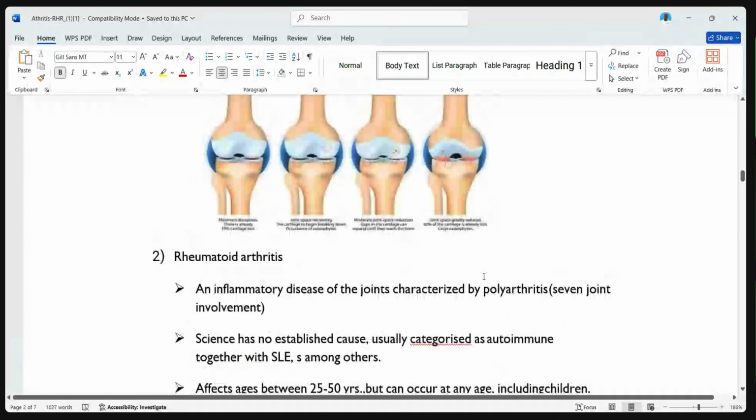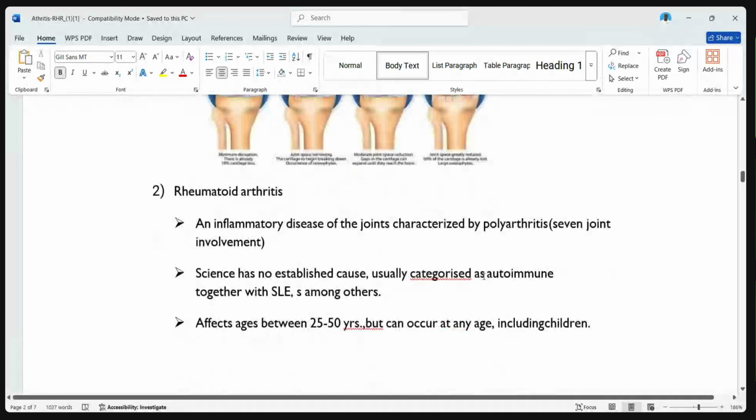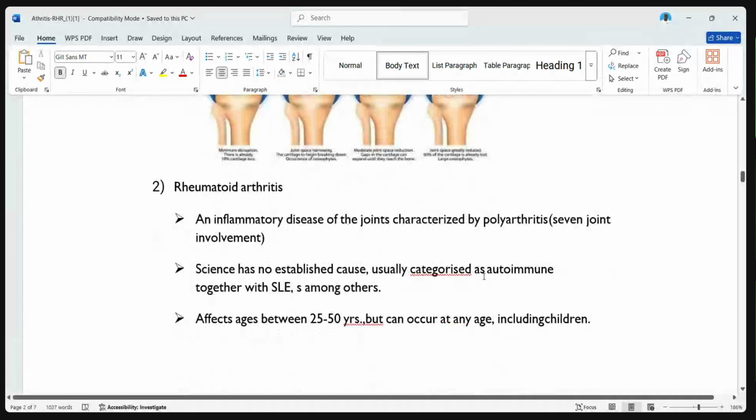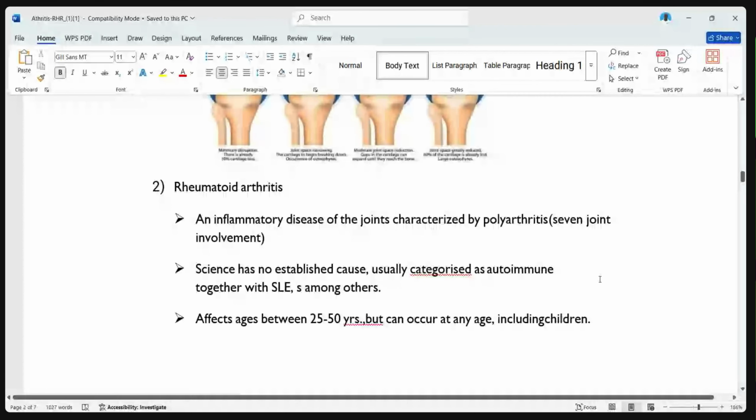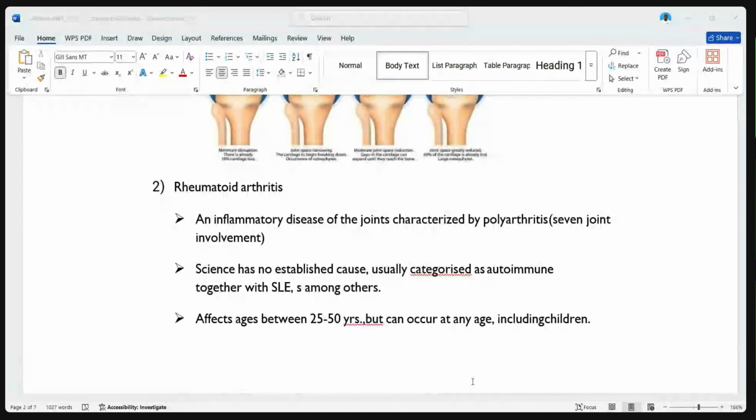The second type of arthritis is called rheumatoid arthritis. Rheumatoid arthritis is an inflammatory disease where, of course, we did talk about rheumatism yesterday. Well, if we did not talk about it, rheumatoid arthritis is an autoimmune inflammatory disease.